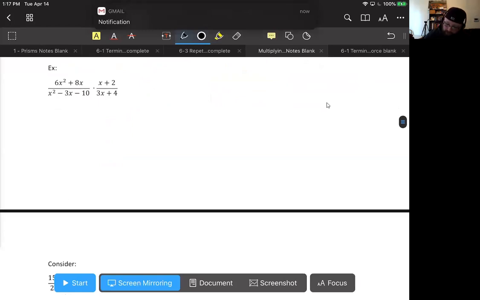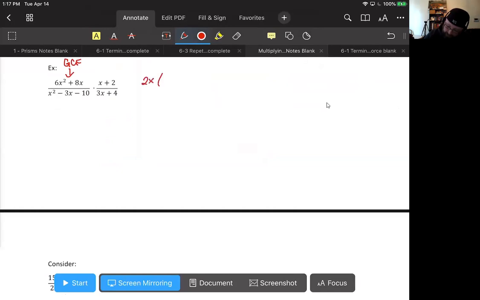We're going to go in here and we're going to start by factoring out whatever we can. So on top here, we have a GCF that can be taken out. Those both contain a factor of 2x. So we factor out 2x, which leaves 3x plus 4 on the inside.